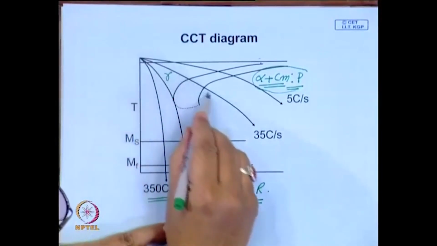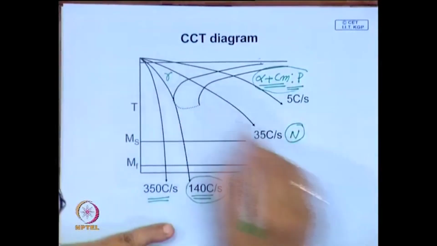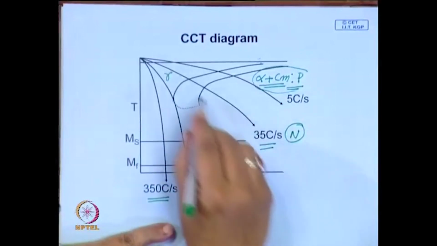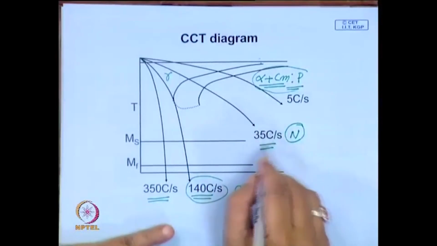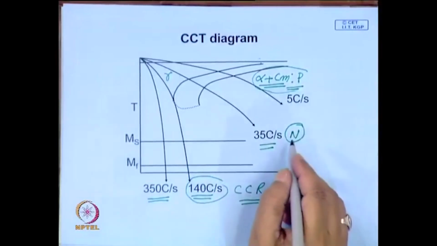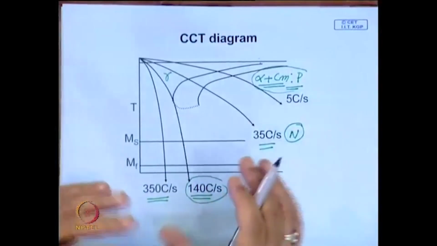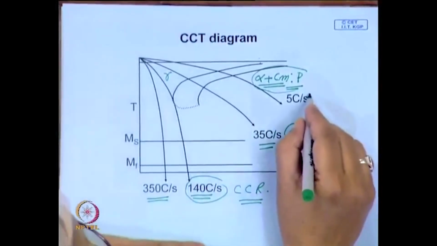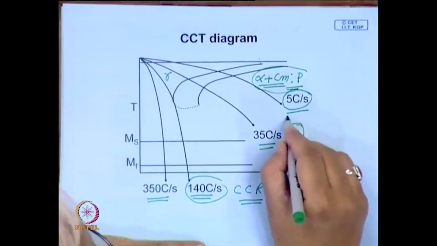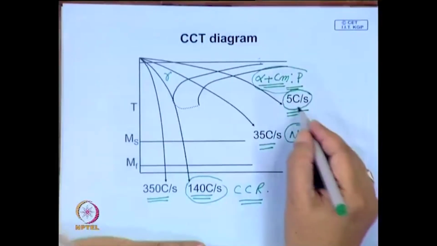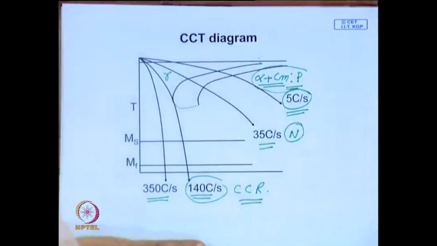This is average: in normalizing, when you do the air cooling, maybe your cooling rate follows like this. Mind you, these rates are approximate, and they will also depend on the dimension or size of the job that you have. In the case of annealing, when you do furnace cooling, the cooling rate is as low as, or even lower than, 5 degree centigrade per second.